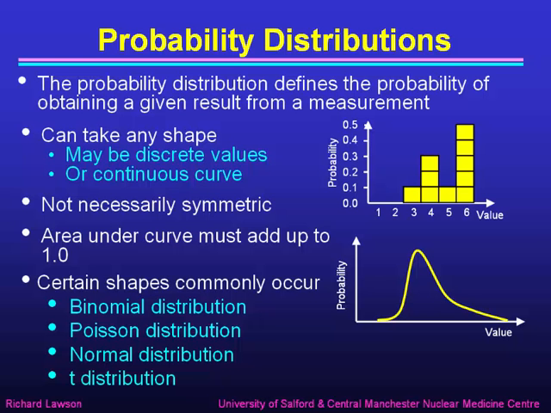Now, although any shape can occur in principle, in statistics certain shapes occur quite commonly. And during these lectures we shall be looking at several of these, and what I'm going to discuss in more detail in the rest of this lecture is the binomial distribution, the Poisson distribution, the normal distribution, and the t-distribution. So that brings us to the end of this first part of the introduction to probability distributions. In the next part we'll look at the binomial distribution.